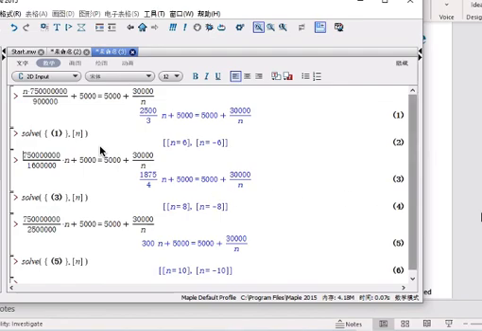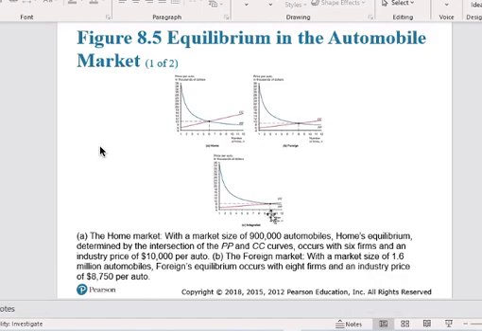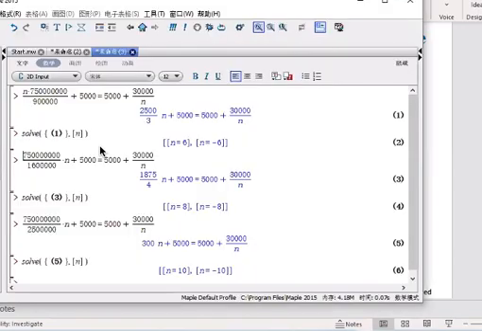Okay. So for the integrated world market here for C, it's also very straightforward. You combine the market size for the home market and the foreign market. So you have 900,000 vehicles sold in the home market and 1.6 million in the foreign market. You combine them, equal to 2.5 million. Okay, so you put 2.5 million here, and then everything else being the same, you solve for n. So you have 10 firms operating in the market.